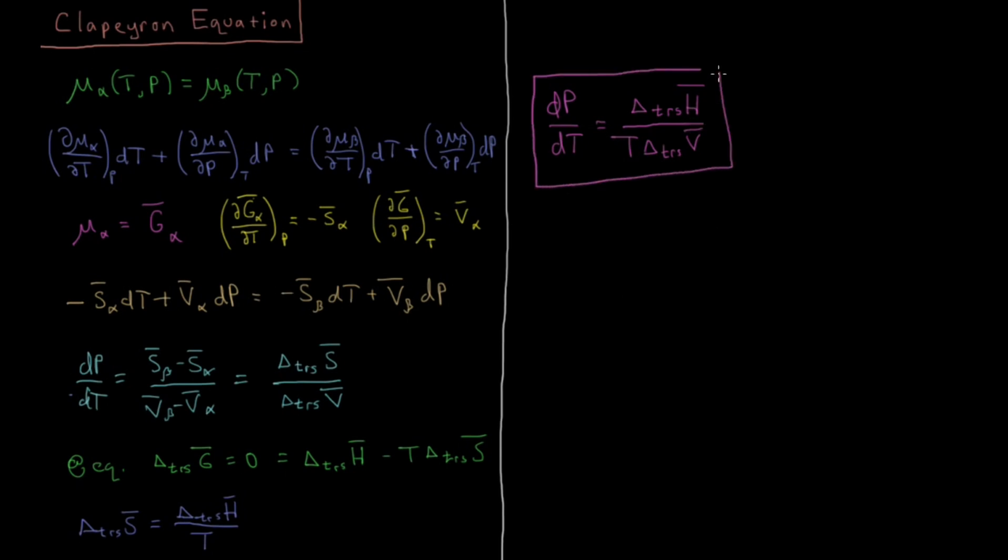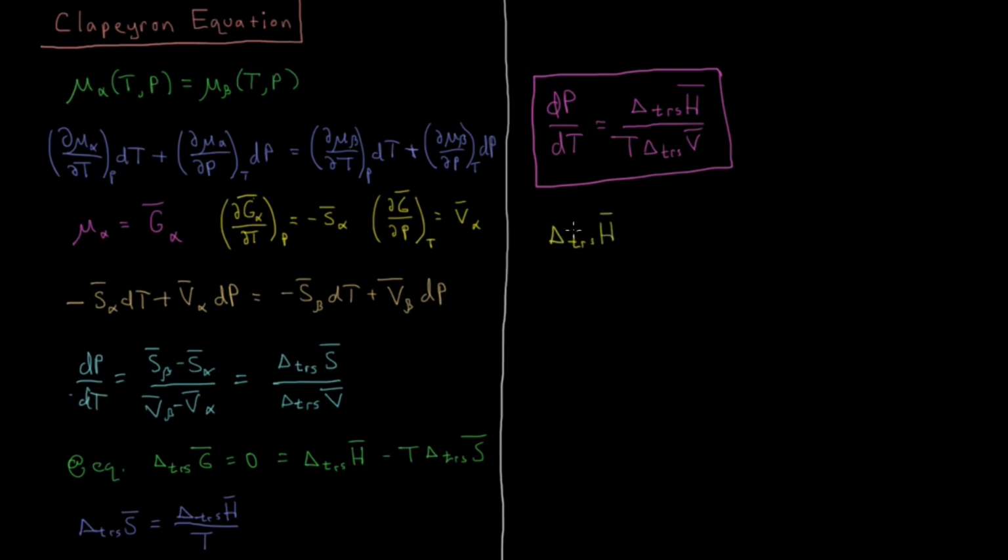So if we know during a phase change at a given temperature and pressure what the change in volume is during the transition and what the change in enthalpy is during the transition, so how much volume does it change and how much heat is absorbed or released by the system during the change, that's going to tell us how the equilibrium will change as a function of pressure or temperature. So generally, we can talk about the sign of these terms.